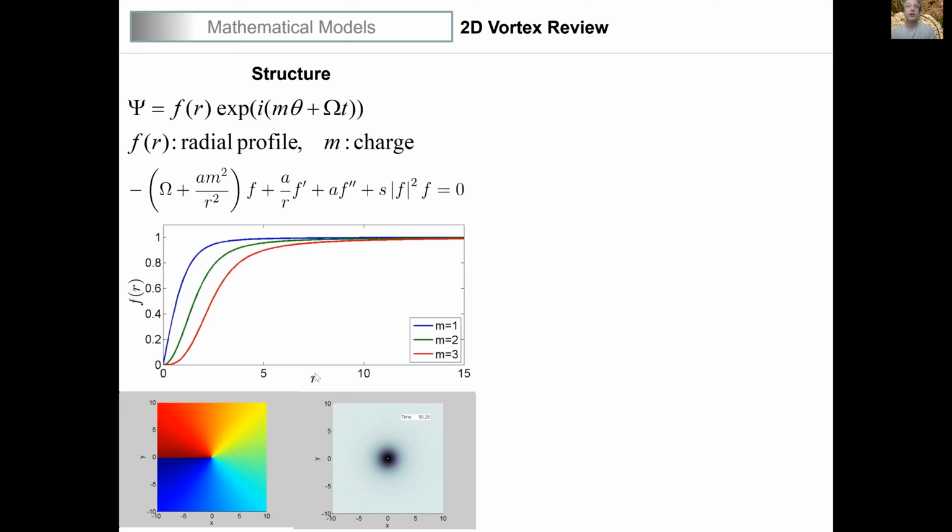And this one is a vortex of charge 1, because as you see, there is a single phase jump as you go around the origin of the phase. So you go from red to blue just once. If this was a vortex of charge 2, you would go from red to blue twice in just one turn. Okay?